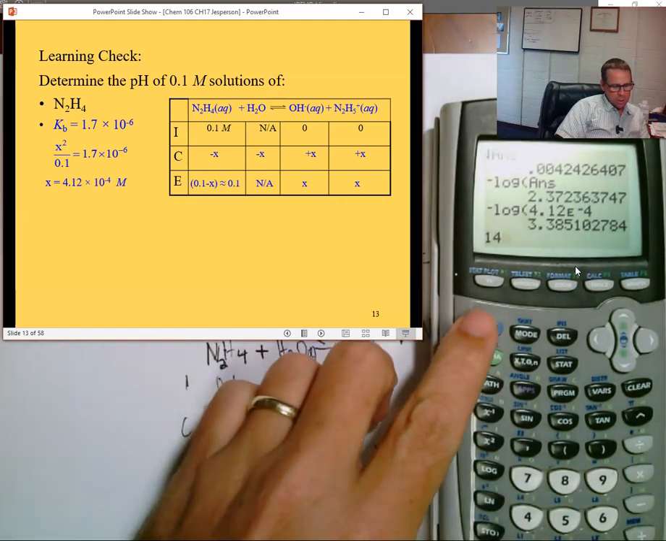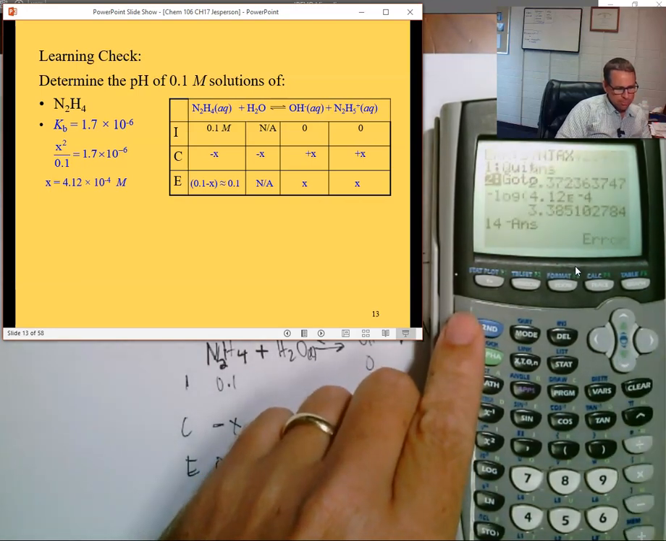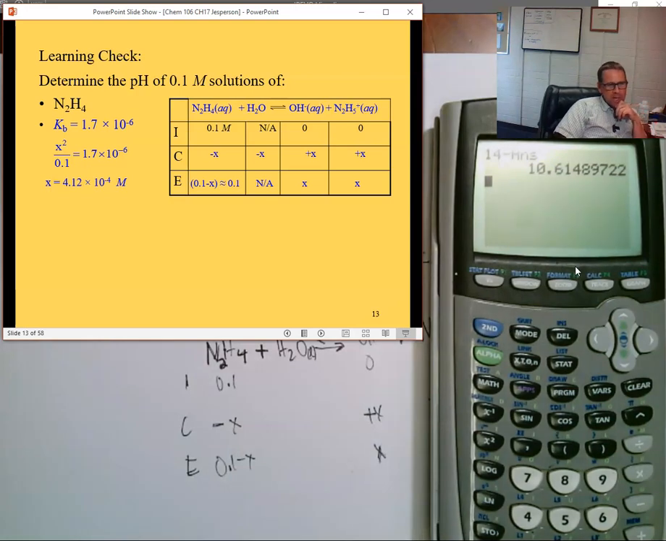So if I do 14 minus our value there, whoops, try again. 14 minus our value, that gives us our pH. So the pOH was 3.38 and the pH is 10.62. Okay, just a slight wrinkle in there. Why don't you guys finish up this one here? What is the pH of a 0.1 molar solution of ammonia?